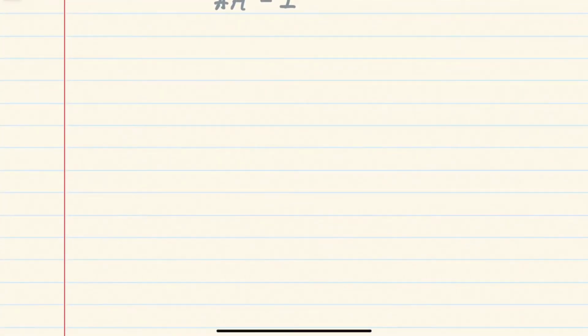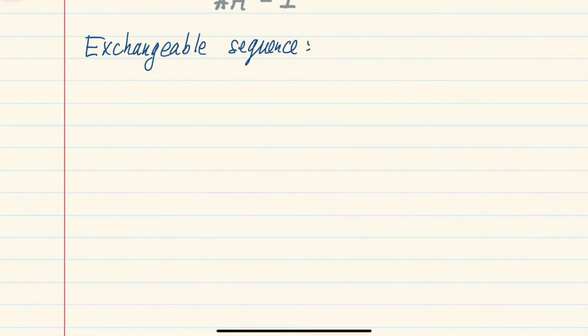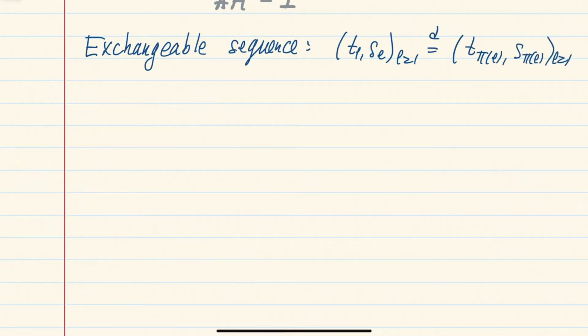And the main step in the proof will be the following consequence of the de Finetti theorem. Namely, we will start by considering an exchangeable sequence of pairs. So the sequence will consist of two coordinates T_l and S_l, and if we permute this by any one-to-one function, we get equality in distribution. And our goal here will be to describe the distribution of the second coordinate conditionally on the sequence given by the first coordinate.